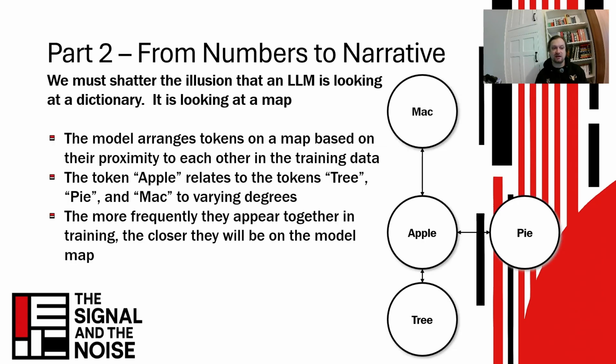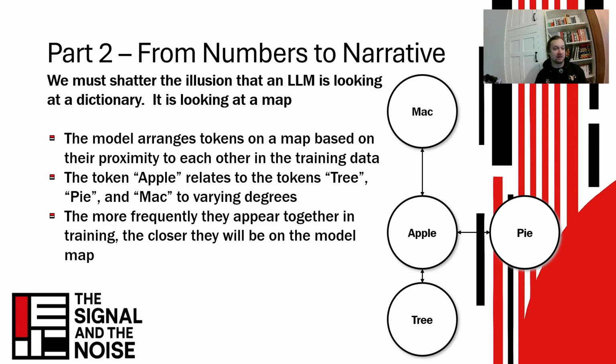We must shatter the illusion that a large language model is looking at a dictionary. It's looking at a map. It's not looking up and referencing things in the same way that we would. We don't go away and read a paper, read an article, read a website. It just arranges the tokens on the map based on their proximity to each other in the training data.